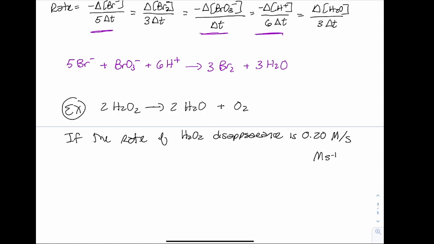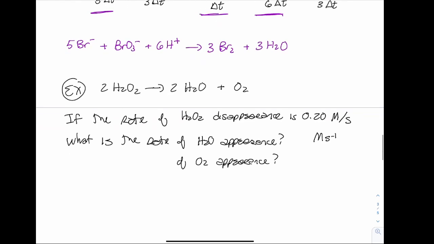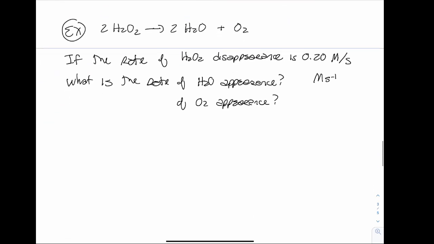So back to my question. If the rate of hydrogen peroxide disappearance is 0.20 molar per second, what is the rate of water appearance? And then let's also do what is the rate of oxygen appearance. And we can do this two different ways. They really come out to be the same way, but it's really two different ways to look at it.